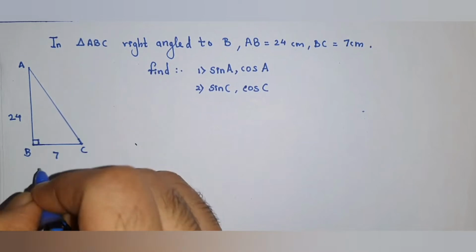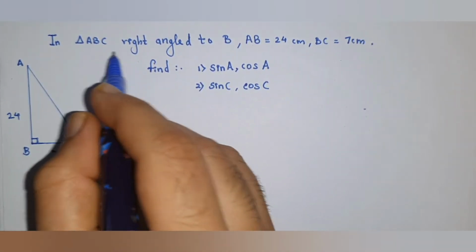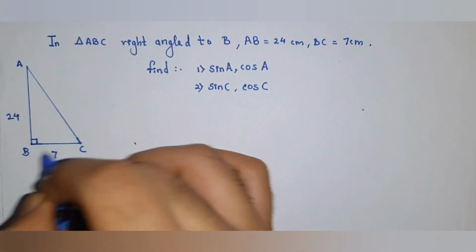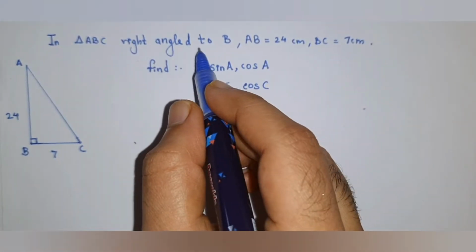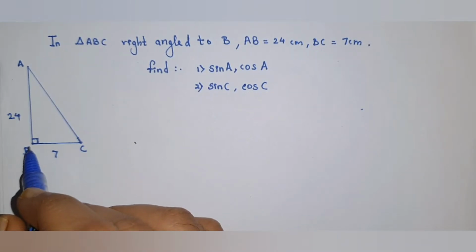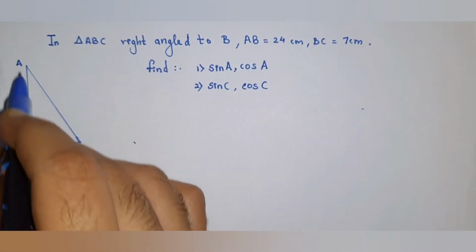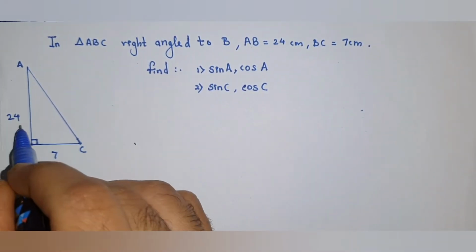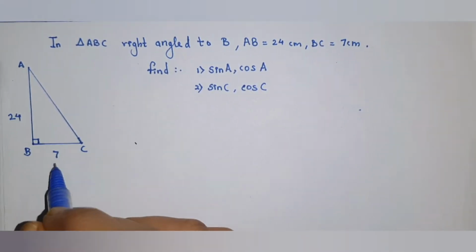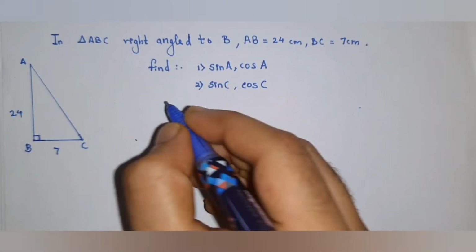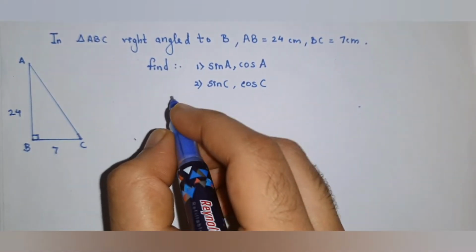Here I have drawn the triangle accordingly, as mentioned: triangle ABC which has B as a right angle, and we have the values of AB and BC, that is AB is equal to 24 centimeter and BC is equal to 7 centimeter. Now first, by using Pythagoras theorem, we will find AC.